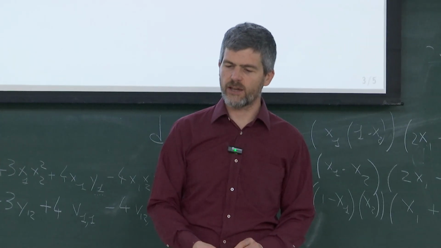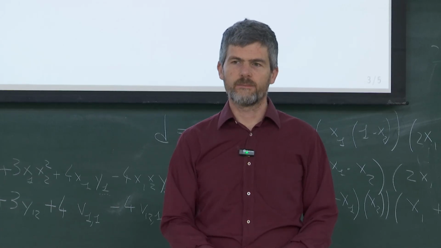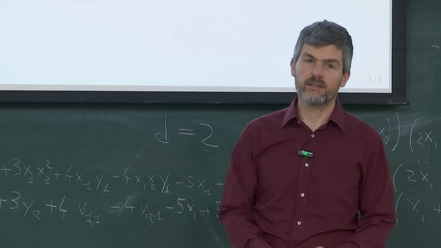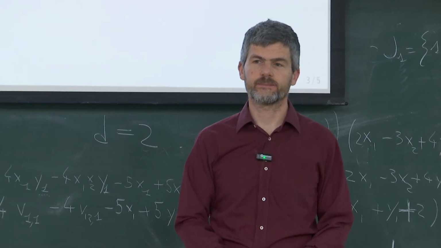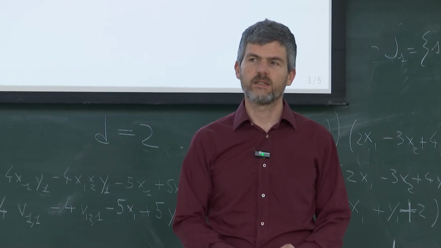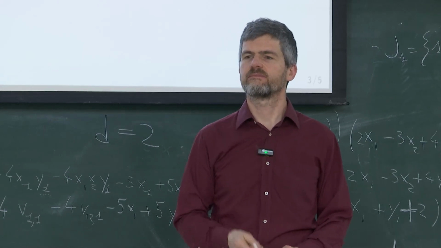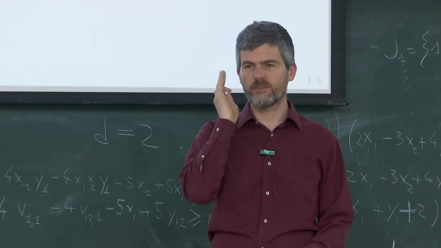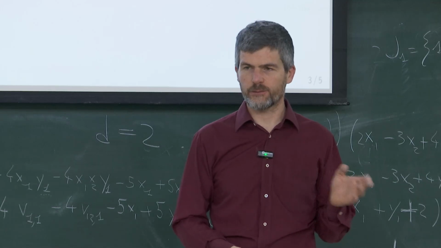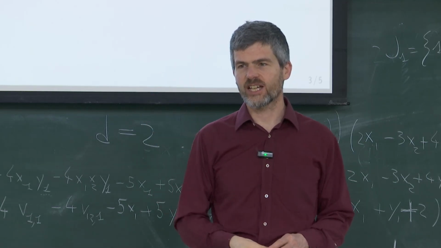So how many terms do we have for d equals 2? Let's suppose we have n binary variables. So we have n variables. Each of them can show up 0 times, once, or twice in the first set, twice, once, 0 times in the second set.